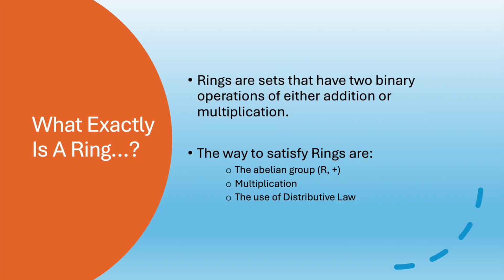What exactly are rings? That's the first question that we're going to be having. Rings are basically a set with two binary operations, addition and multiplication. There are different ways to satisfy this: by abelian groups, multiplication, and using the distributive law.